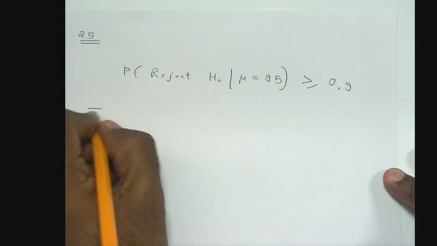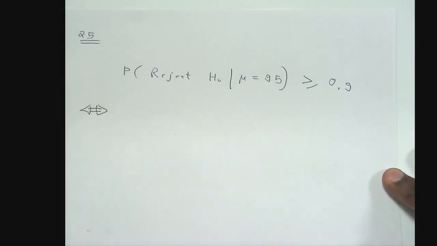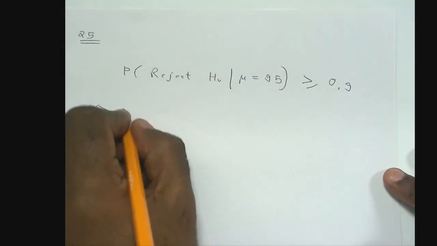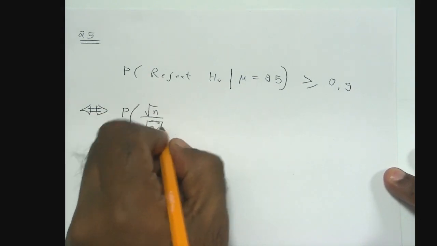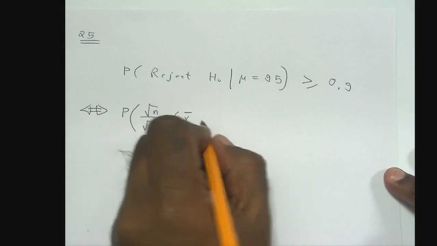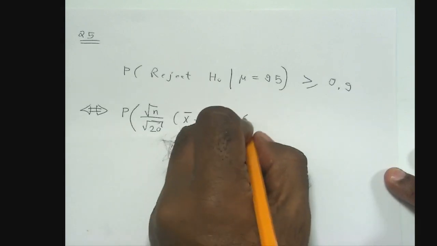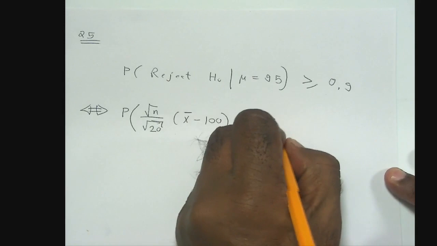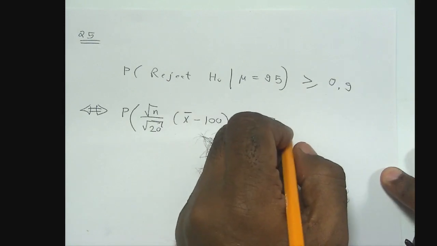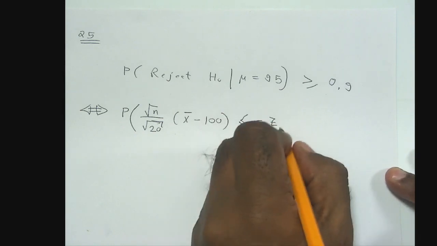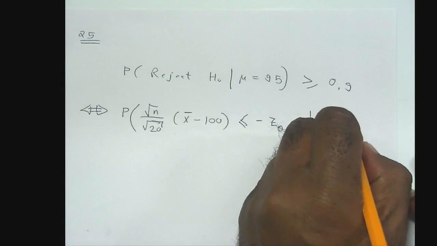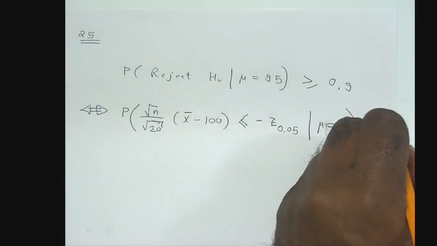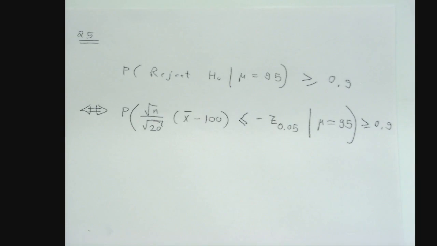And because you are testing mu equal to 100 versus mu less than 100, this is the same as saying the probability that root n by root 20, where 20 is the variance, times x bar minus 100 is less than or equal to minus z alpha. Does it say what alpha is? Alpha is 0.05, yeah, given mu is 95, to be greater than or equal to 0.9. Right, so the question is to find the value for n.